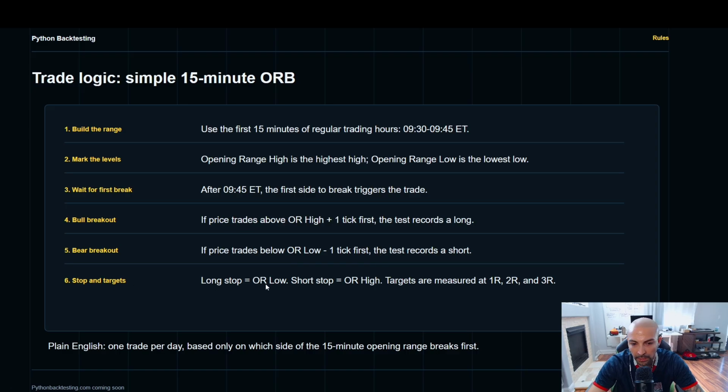Stop and targets. So a long stop is going to be the opening range low. On a long trade, the opening range low is the stop out, and on a short trade, the opening range high is the stop out. And then targets are measured as 1R, 2R, and 3R. So we're looking at one trade per day based only on which side of the 15-minute opening range breaks first.